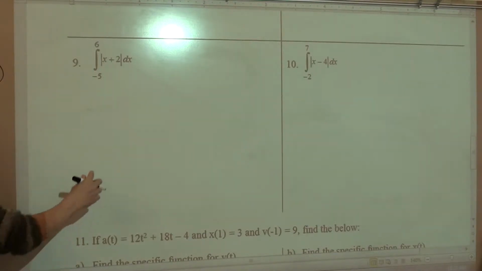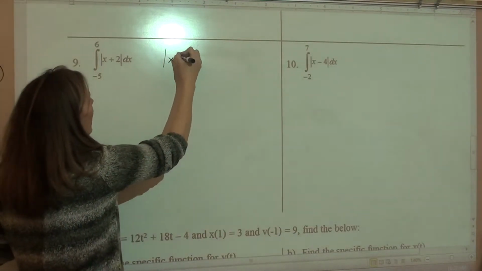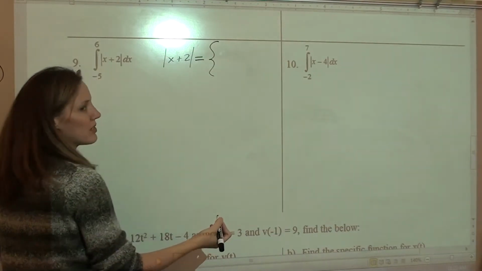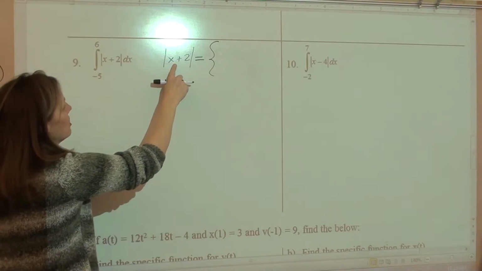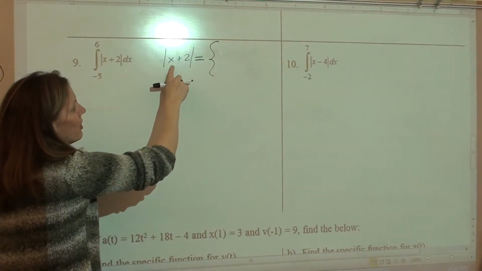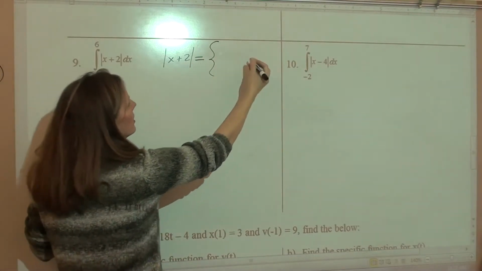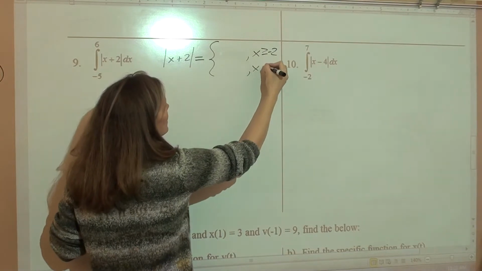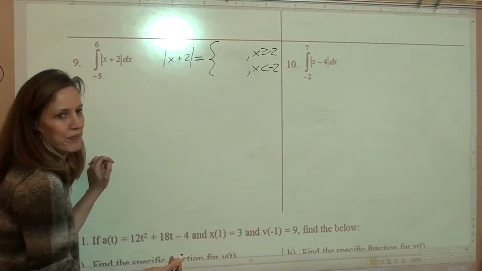Okay, so here's what we have. You have to be able to write the absolute value as a piecewise function. First thing you do is you find your splitting point. You set what's in here equal to 0, and you get x equals -2. So we're going to have something for x greater than -2, and something for x less than -2.